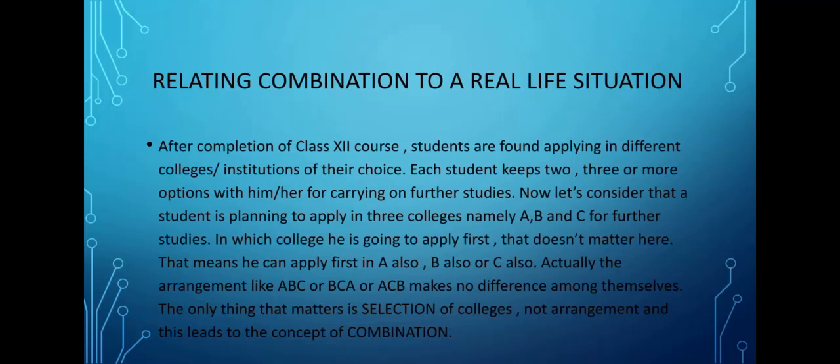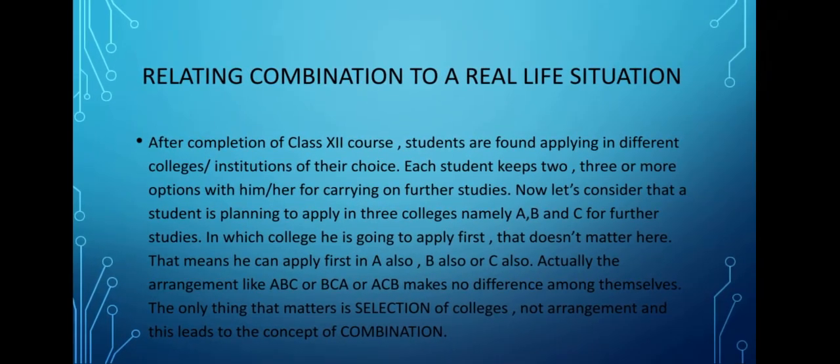Among all the colleges in his locality, in his area, he is keeping three options in his hand. That means he is making three selections here. So arrangement has nothing to do here. It is all about selection. Now let's look at this example.